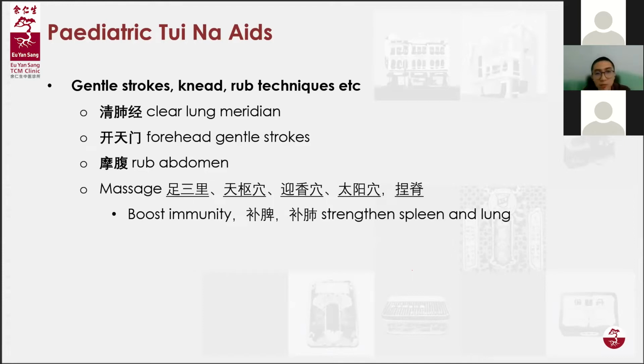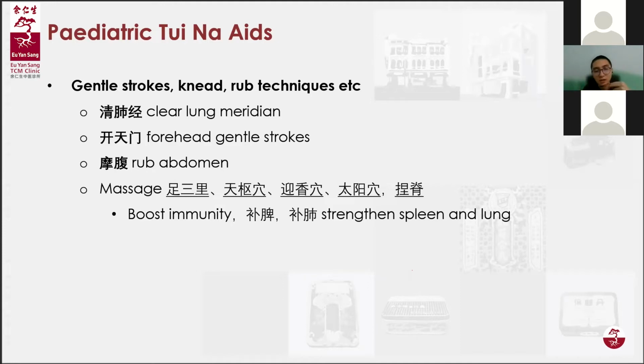Then we have rubbing the abdomen. Rubbing the abdomen also helps to improve the spleen movement. You can rub in a circular motion, or you can rub sideways downwards, depending on whether the kid has a bloated stomach or not. If more bloated, you can rub it like that. If it's constipated, clockwise; if a bit diarrhea-ish, anti-clockwise.